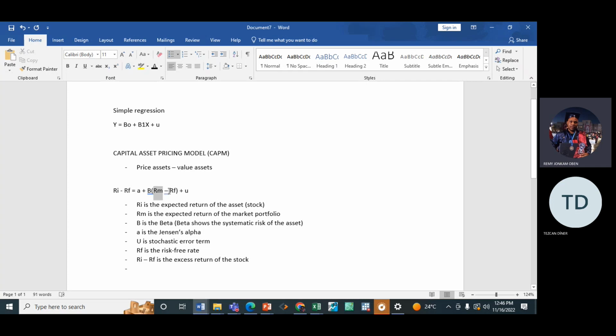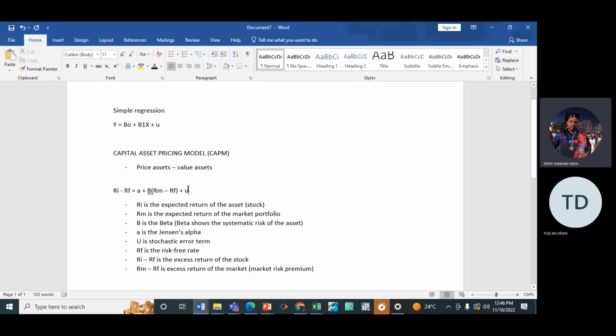And this guy, ROM minus ROF, is the excess return of the market. Actually, we also call it the market risk premium. It means the same thing. It's simply the excess return of the market. So this is the CAPM model. This is the complete CAPM model.